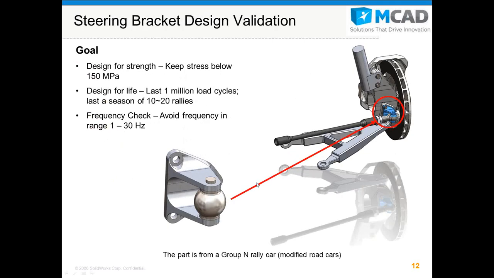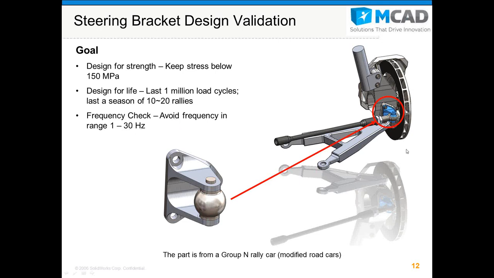All right, so we're going to go into just a brief demonstration here. We're going to talk about the steering bracket. It's part of the suspension system for a rally car. Essentially, we want to keep the stress below 150 megapascals. We want to design it for at least 1 million cycles of load. And we also want to do a frequency check to avoid frequencies in the range of 1 to 30 hertz.